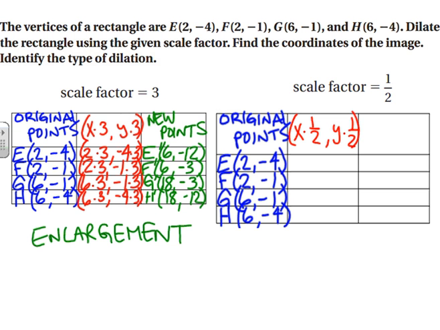Okay, so we're going to do 2 times 1/2, -4 times 1/2. 2 times 1/2, -1 times 1/2. 6 times 1/2, -1 times 1/2. And then 6 times 1/2, -4 times 1/2. Okay, and then we can write our new points.